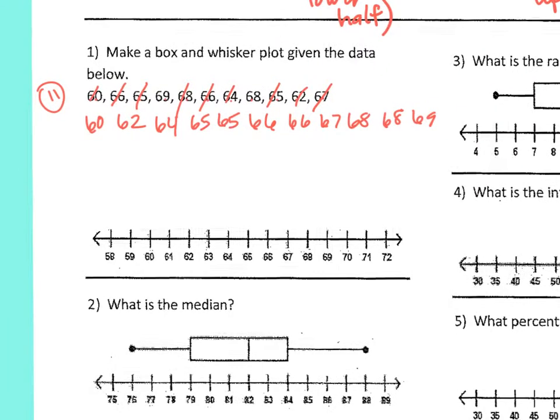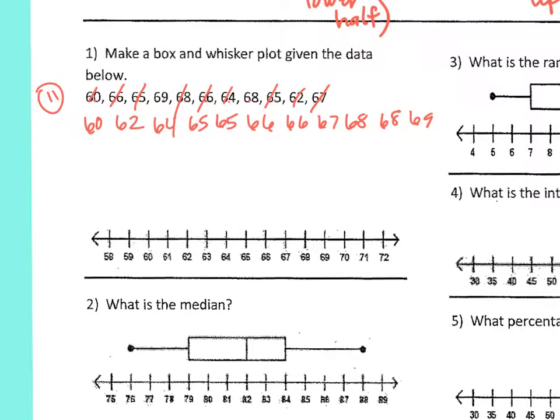Okay, so let's go ahead and plot our minimum and maximum. That's the easiest part. What's your smallest number? It's 60. 60, there we go. No, just identifying the smallest and the biggest right now, not range. Okay, and so then our biggest number was 69.